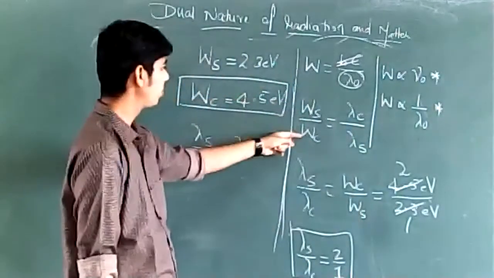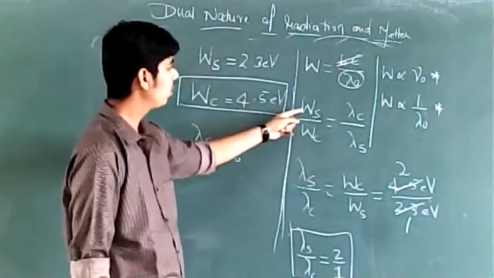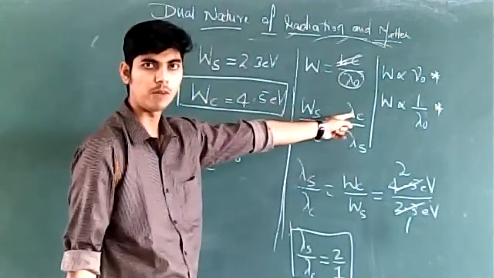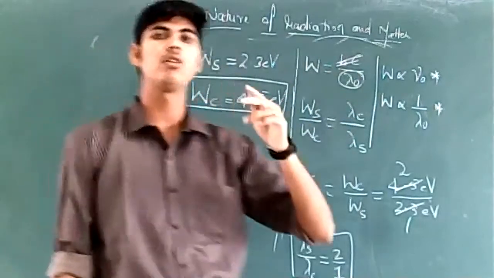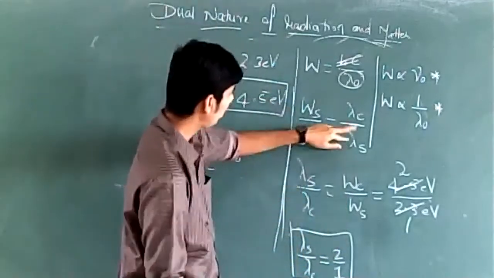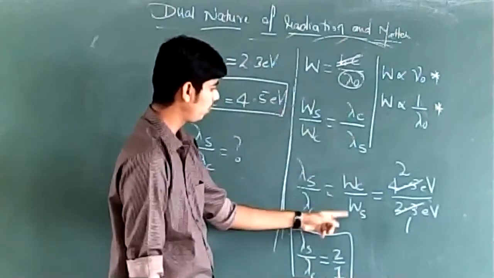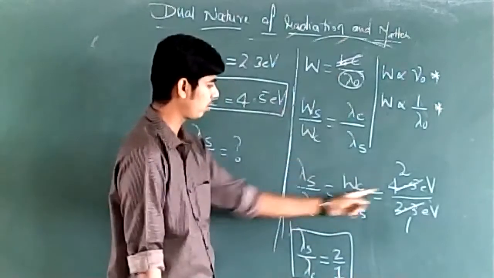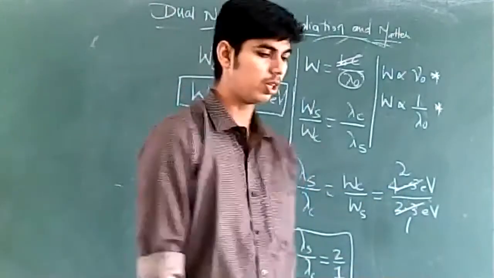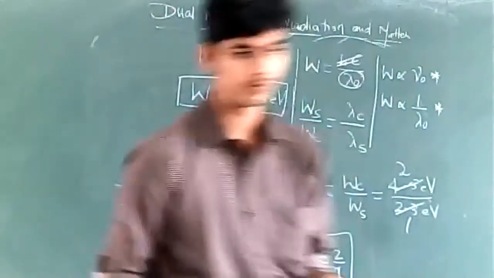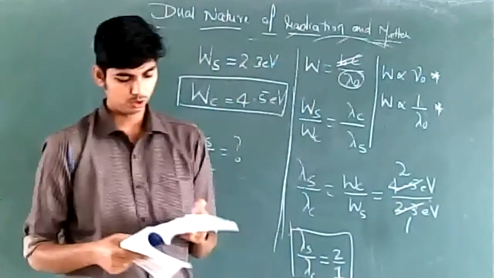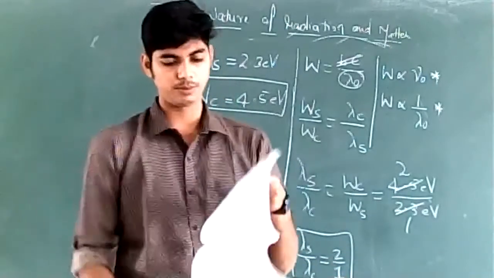So Ws by Wc. Ws is inversely proportional to lambda s, and Wc is inversely proportional to lambda c. We were asked to calculate the ratio of threshold wavelength of sodium to that of copper. So lambda s by lambda c is Wc by Ws. Wc was given as 4.5 electron volt and Ws as 2.3 electron volt. If you cancel it out, the ratio comes out to be about 2:1. Right? So the option is 3.